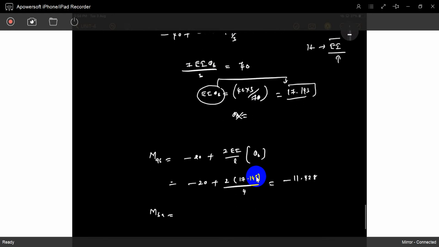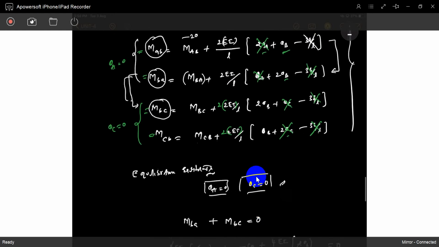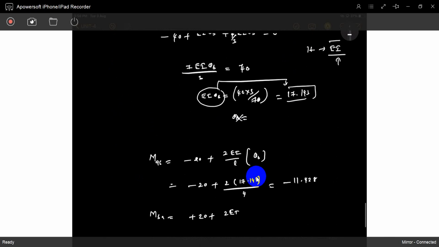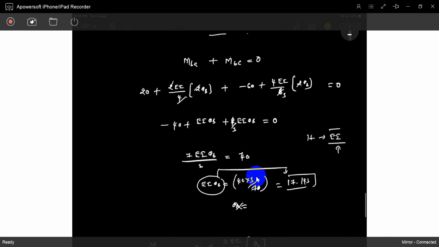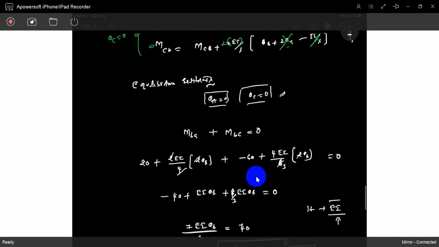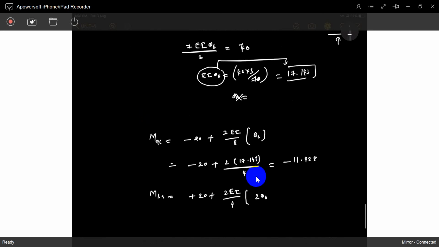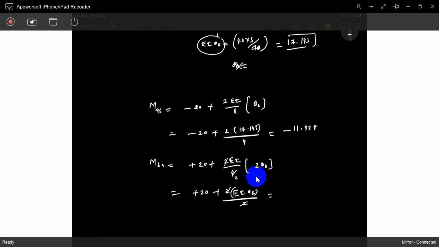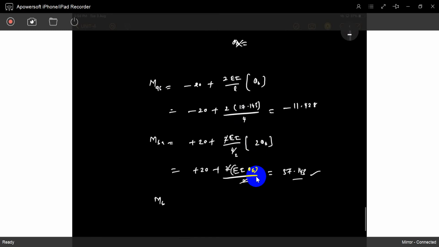MBA is what? Plus 20, plus 2EI by L. L means 4. So already directly write it: plus 2EI theta B, 2 divided by 2. So what is that value? It's 17 plus 20, which is 37.143. Got it now? So based on that, now you will find out MBC.